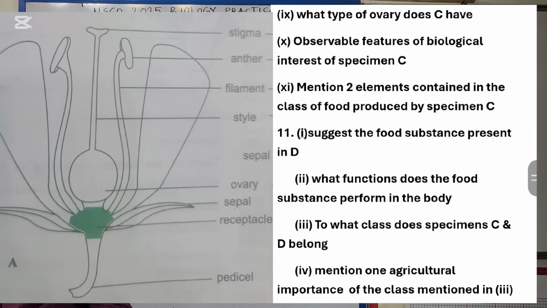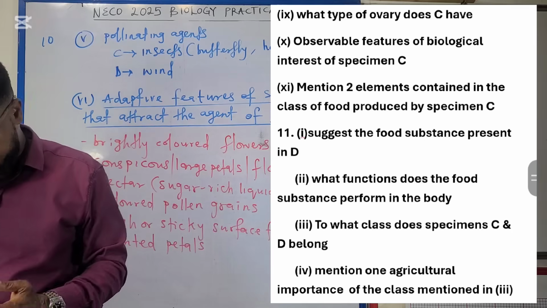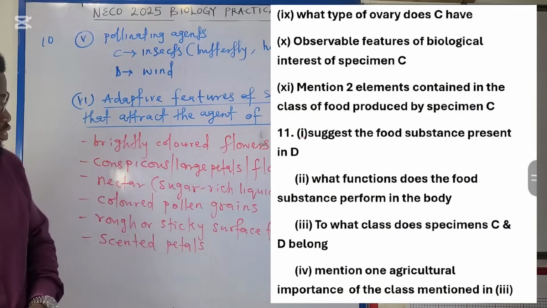So look at the question again, IX. What type of ovary does specimen C have? It is a superior ovary. That is to say, the ovary is positioned above other floral parts. So moving on, question 10, Roman figure 10.